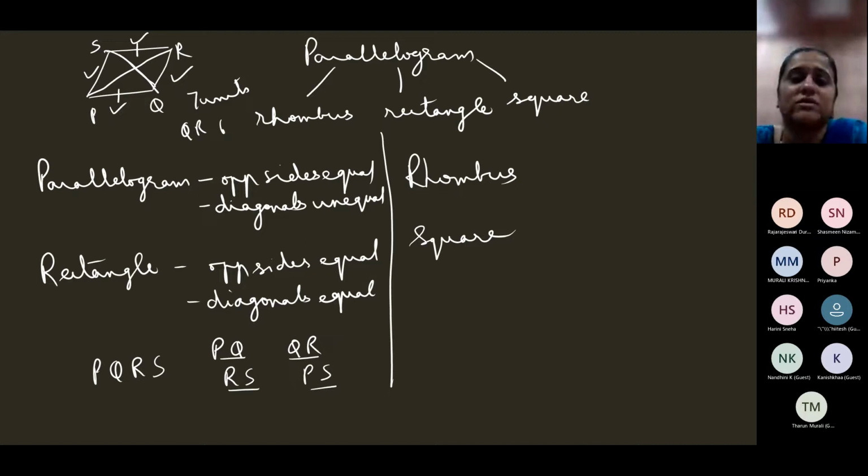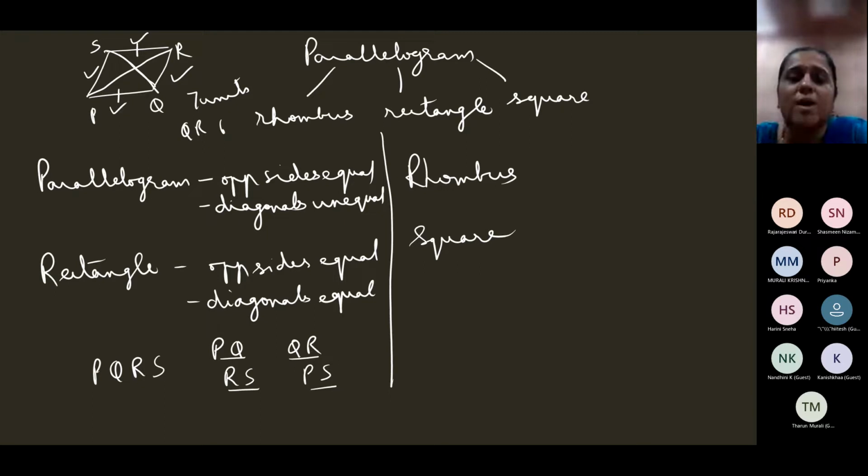You will see that PR and QS are unequal. So you will say opposite sides are equal, so it's a parallelogram. But diagonals are unequal, so it is only a parallelogram and not a rectangle, because if it's a rectangle, diagonals also will be equal. So that is the difference.